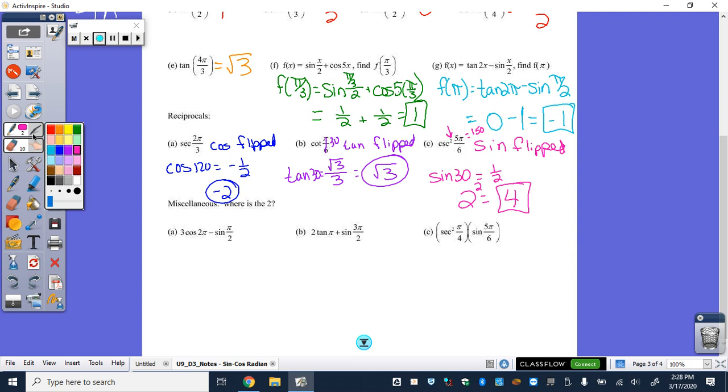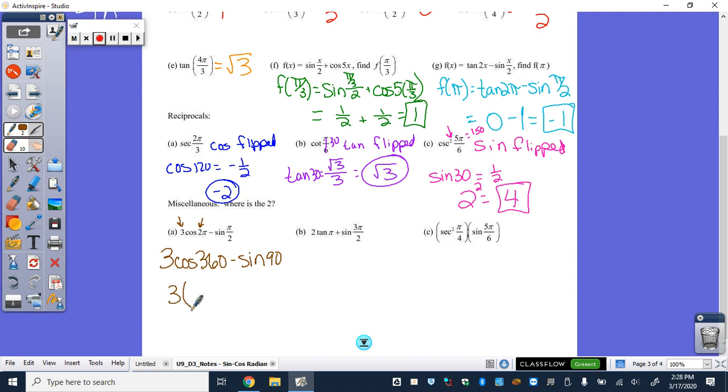So you've got to pay attention to where these numbers are. Numbers in front get multiplied by the values after you figured them out. Numbers here get multiplied by the angles. So here we're doing the cosine of 360 minus the sine of 90. So the cosine of 360 is 1. Sine of 90 is 1. So this makes it 3 minus 1, so I get a 2.